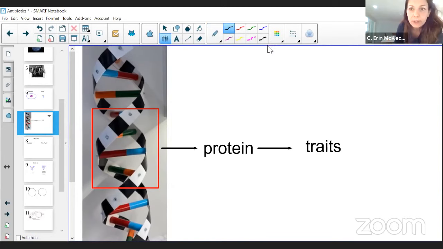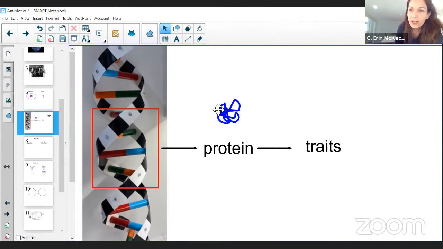Let me draw a little protein there if I can. Let's see if I can make one. So proteins, different proteins have different shapes and they do different things. So that's my little protein right there. So my question is, how do you get from a gene, so the information, to the actual product, to the actual protein?